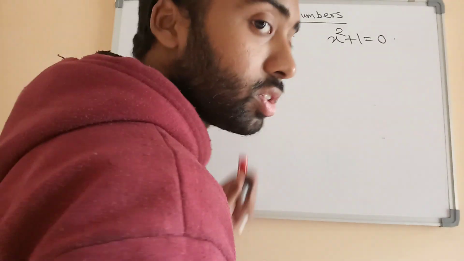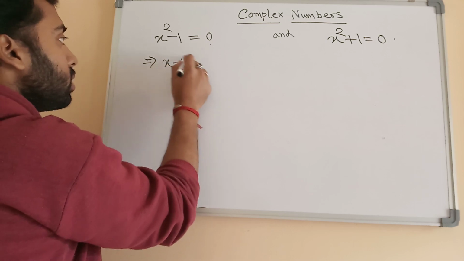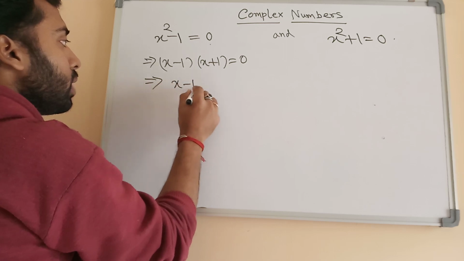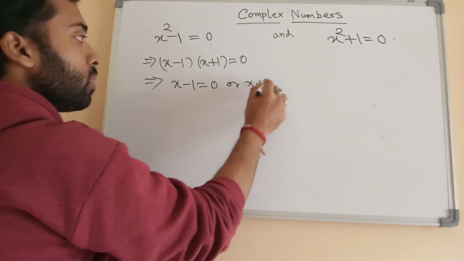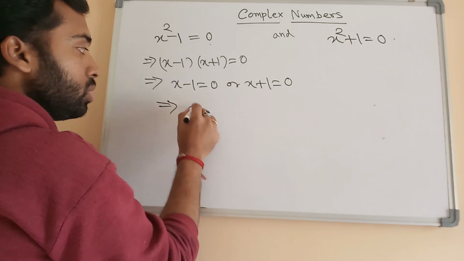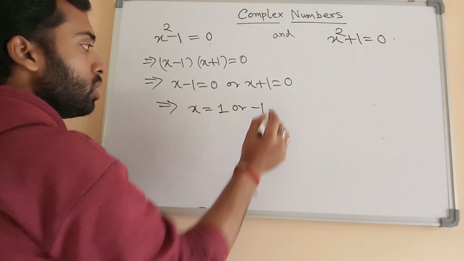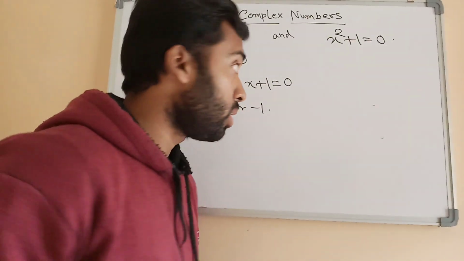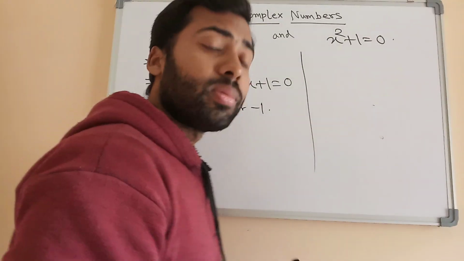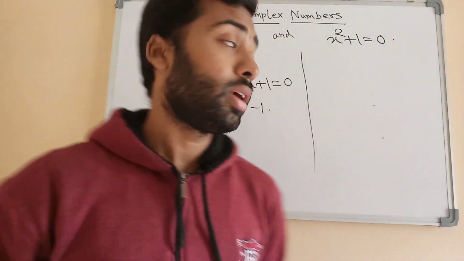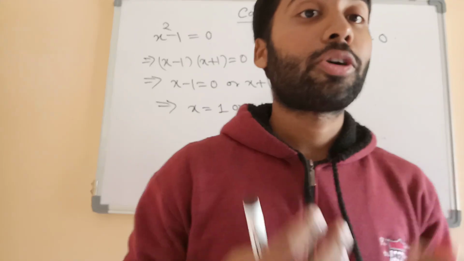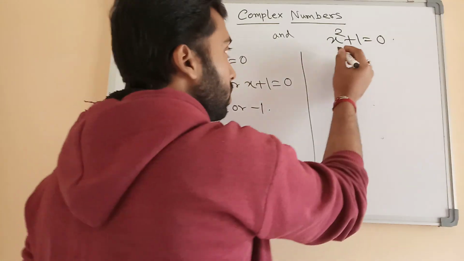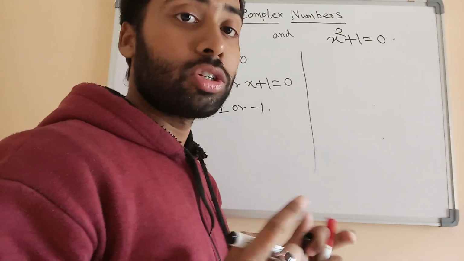If I solve the first equation, that is x minus 1 into x plus 1 equals 0, which will imply x minus 1 equals 0 or x plus 1 equals 0, so x equals 1 or minus 1. So 1 and minus 1 are the roots of the first equation. Now the fundamental theorem of algebra says that every equation with positive power of x and real coefficients has at least one root. So that means this equation also has at least one root.